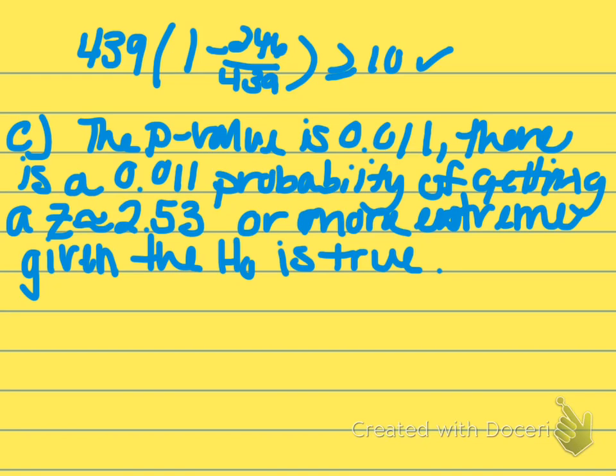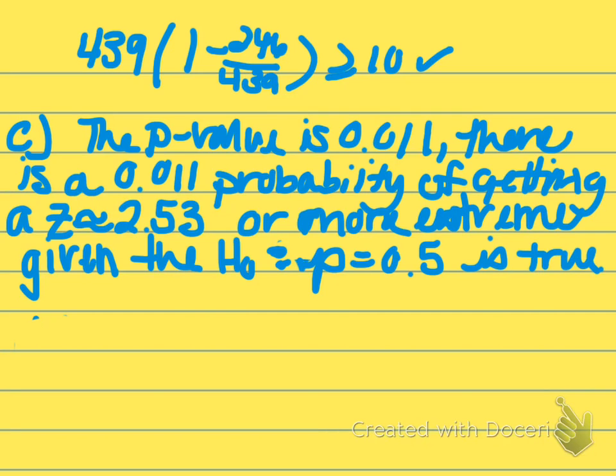Okay, moving on then to part D. Does the data give convincing evidence that the actual proportion differs from, oh, they do give us a null hypothesis. I'm so sorry. I'm going to erase. If part D is your null hypothesis, then you would say given the null hypothesis that P is equal to 0.5 is true. If they don't give this to you, then you just say given the null hypothesis is true.